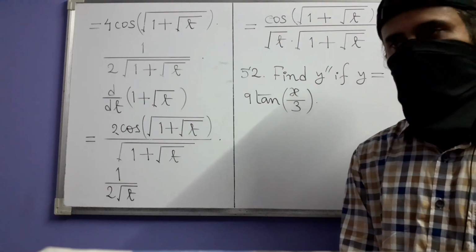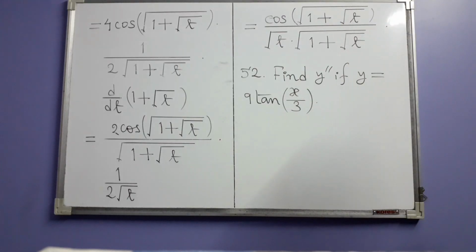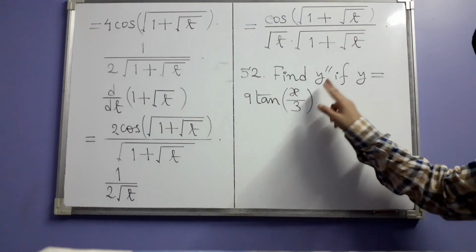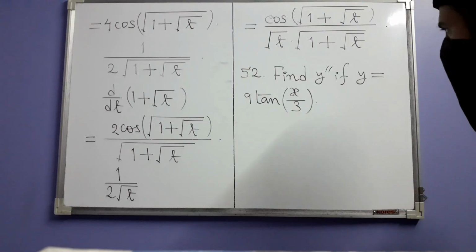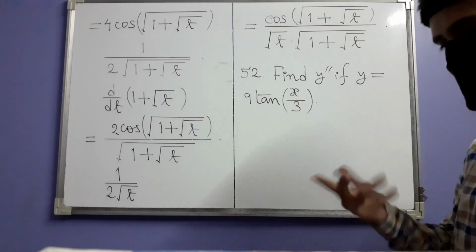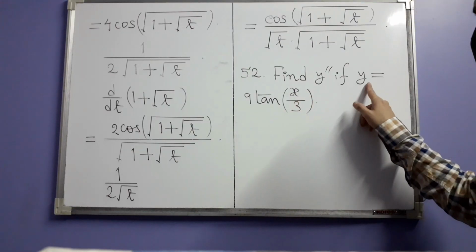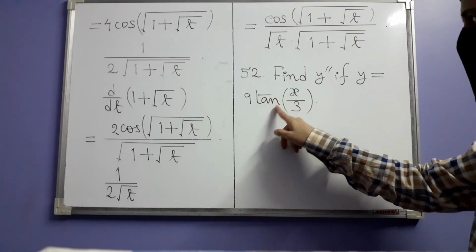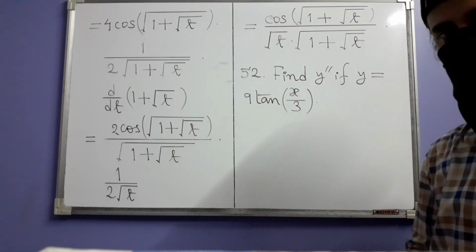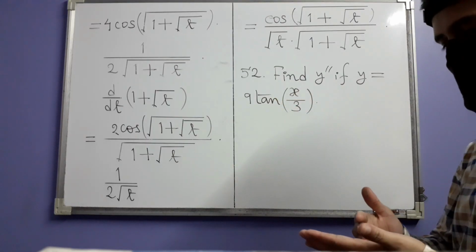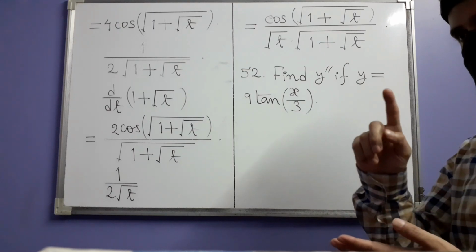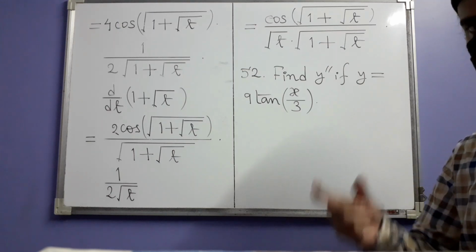Next, let us consider this 52nd one. Here we have to find the second derivative of y with respect to the independent variable x, and y is 9 times tangent of x divided by 3. So that means we have to differentiate it first once and then we have to differentiate that derivative once more.